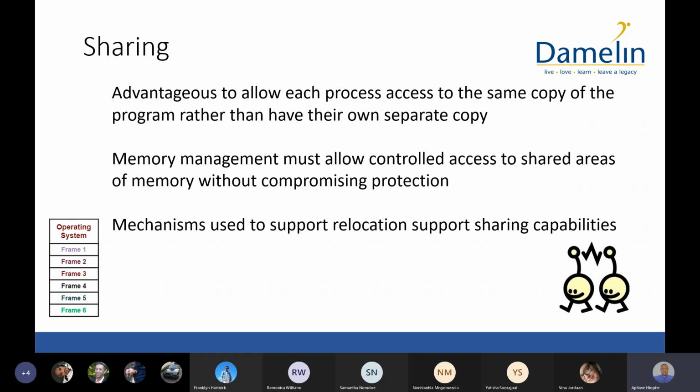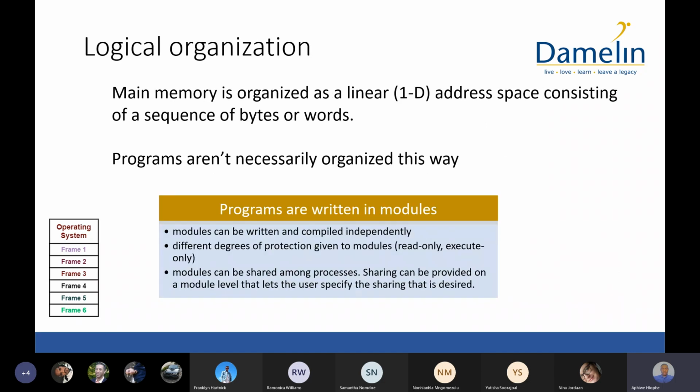It's more efficient to do it that way. So we allow for sharing, but it needs to be in a controlled manner where maybe we only put in read permissions for that system file for all of these processes sharing it, so that no other process is able to delete that system file while the other processes are reading from it. So sharing is a very important part, but it also has to be protected without compromising protection.